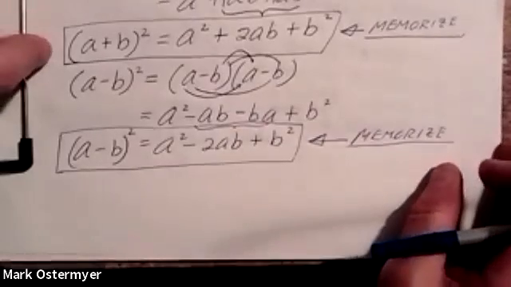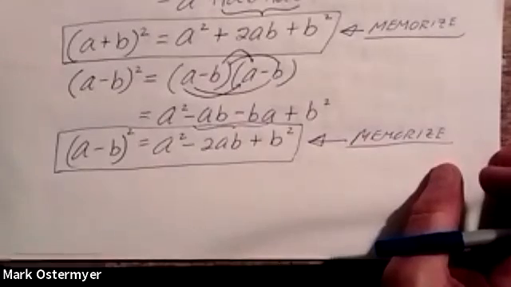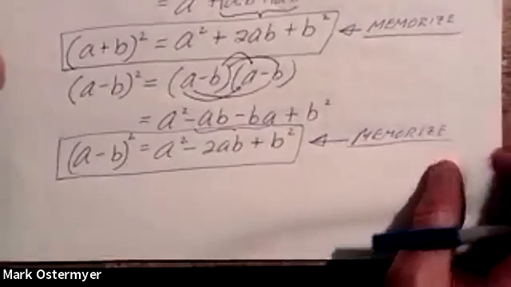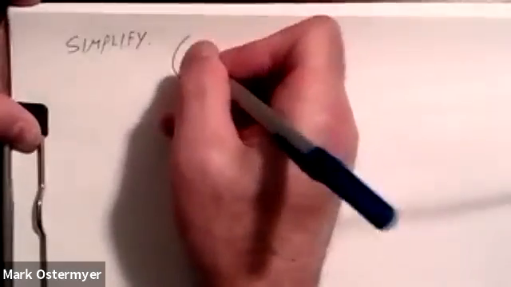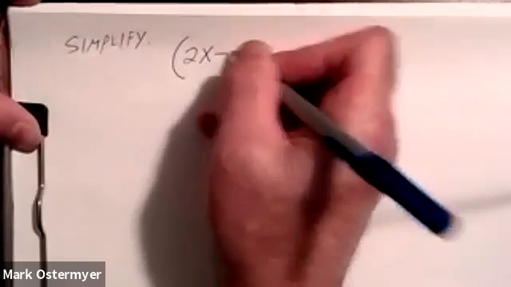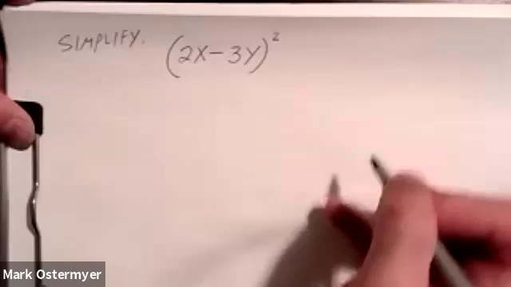Okay, so we got our special products here. I have to get rid of this page, but just because we get rid of this page, just try not to forget these special products. Okay, let's see how they can help. Suppose we want to simplify this expression here. What if I have 2x minus 3y and we want to square this?